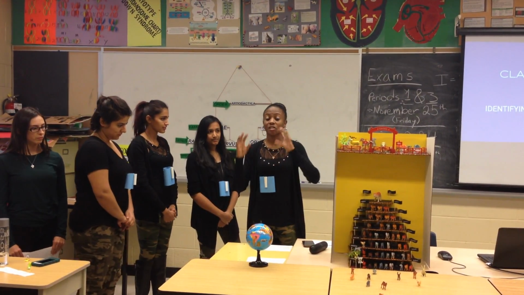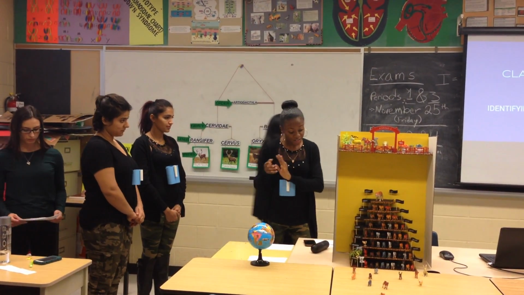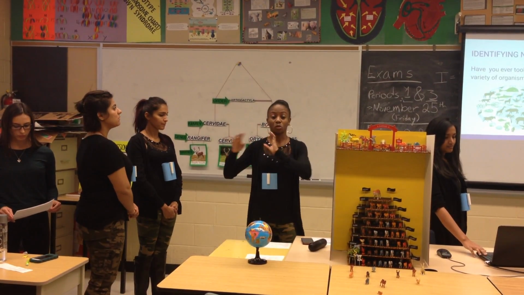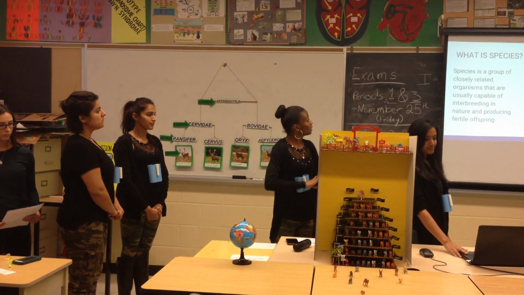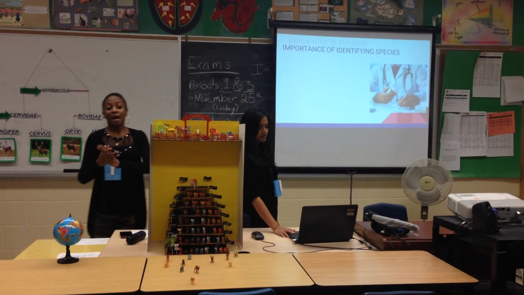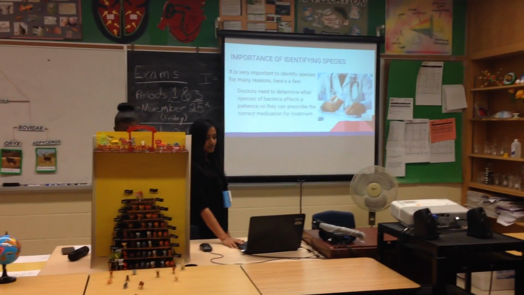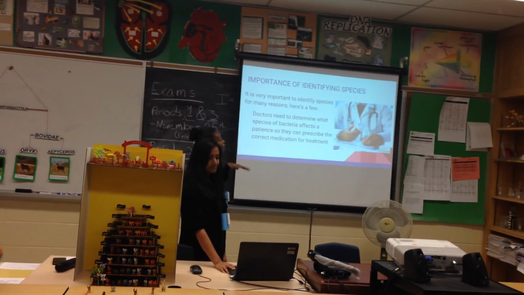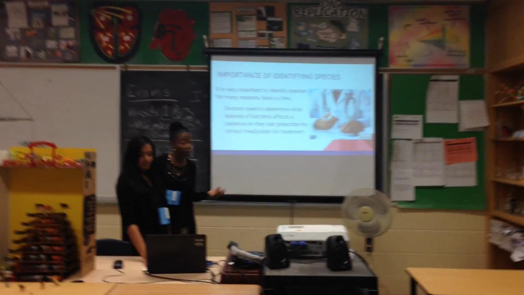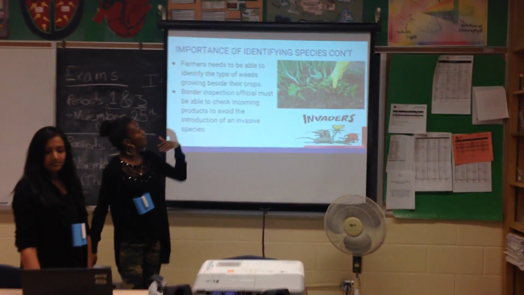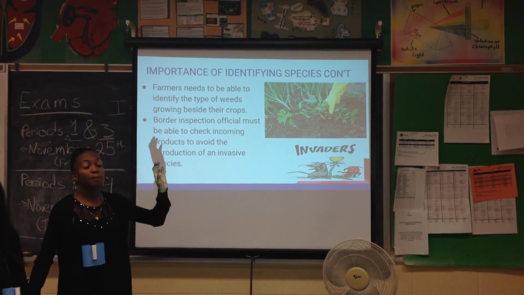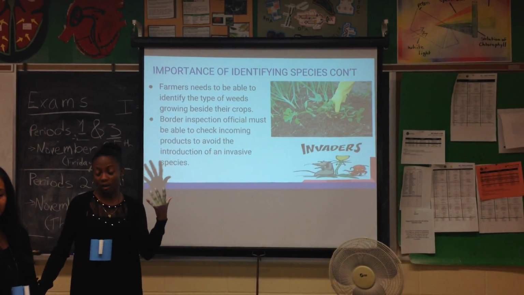A species is a group of closely related organisms that are able to interbreed in nature and produce fertile offspring. The importance of identifying species: it is very important because, one, doctors need to determine what kind of bacteria affects a patient so they can prescribe the proper medication. Next, farmers need to be able to tell what type of weed is growing beside their plant, so they can provide the proper pesticide to get rid of it.